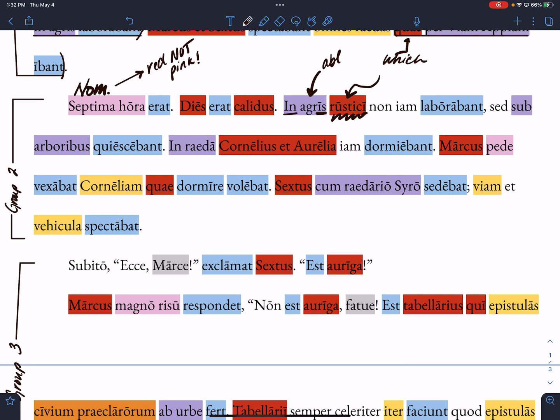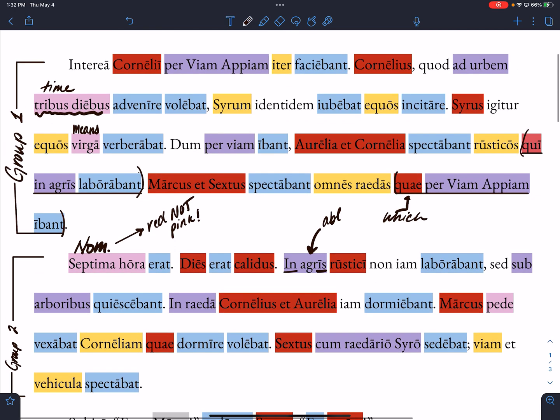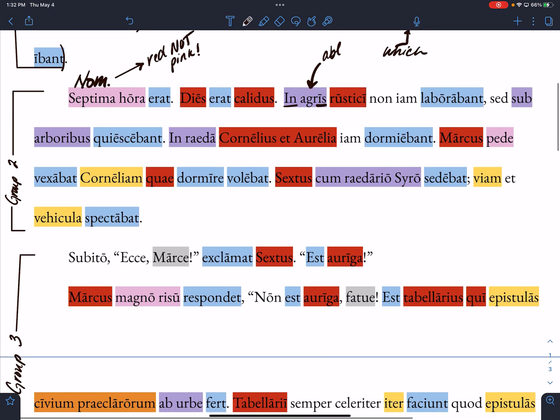Nominative. I mean, technically it could be genitive too, but it wouldn't make sense if we were to say in the fields of the peasants. That's kind of weird, right? Because then who's your subject? How does the peasant own the field? The Cornelii are still my assumed subjects, so contextually it doesn't make sense: the Cornelii work in the field and the peasant owns the field.